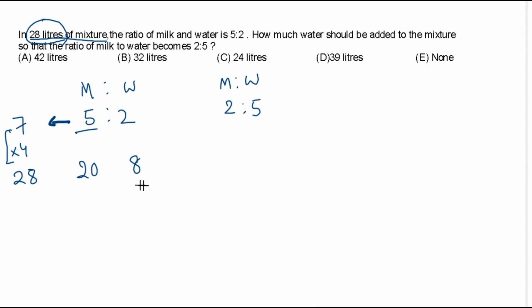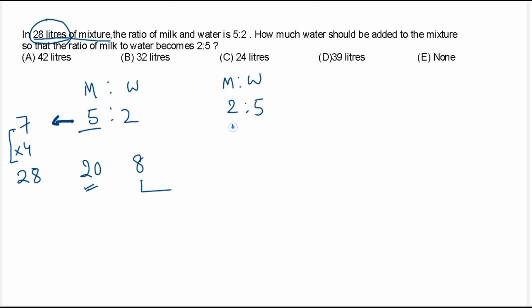So amount of milk is 20, water is 8. Right? Now from here we are going to add water. Since we are going to add the water, the amount of milk will not be changed. Alright, we are adding only water, so amount of milk will not change. So amount of milk will be as it is as the previous one. My milk is going to be how much? My milk is going to be 20 itself, because there will be no change in the amount of milk.